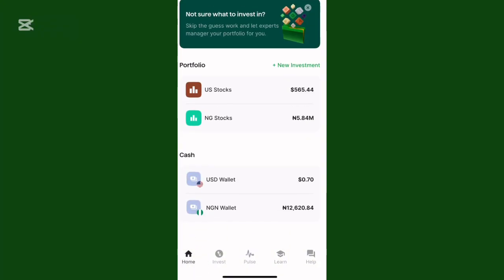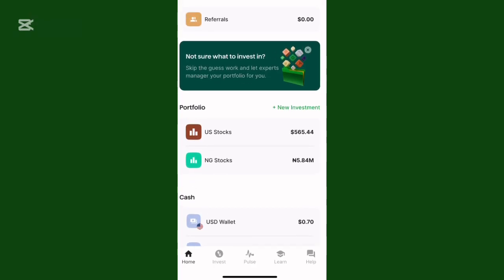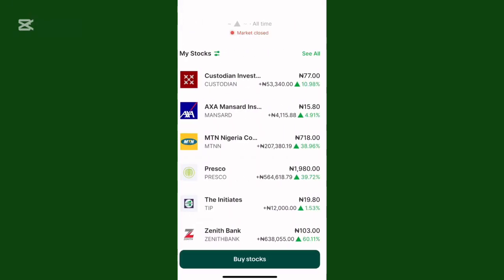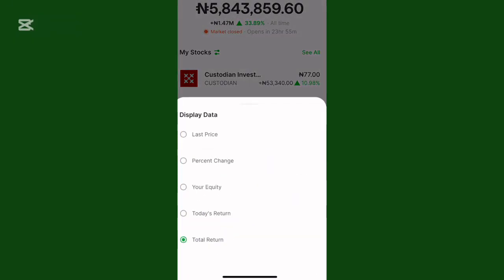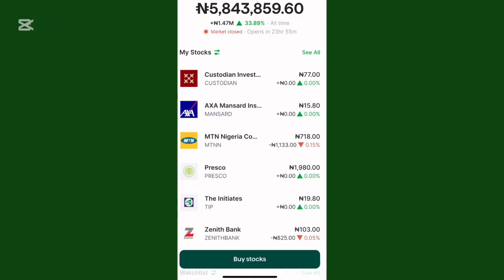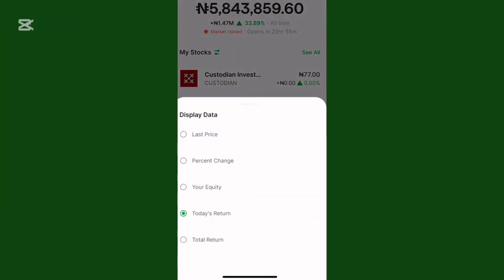I hope that this video has been insightful. So also for the Nigerian stock market, there is this icon beside my stocks and it will show you different things. So this is total return, how much you've made in total on each stock, and you have today's return, how much you made that particular trading day, and then your equity.